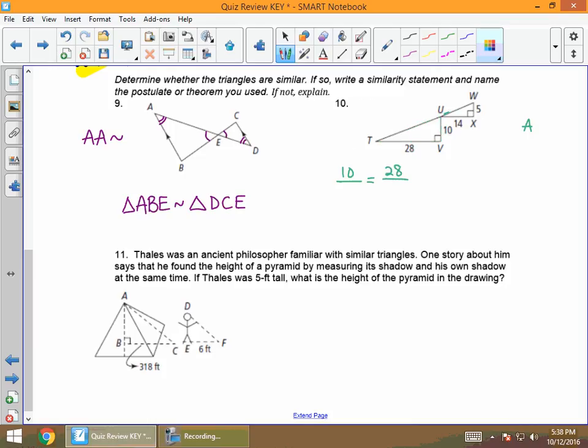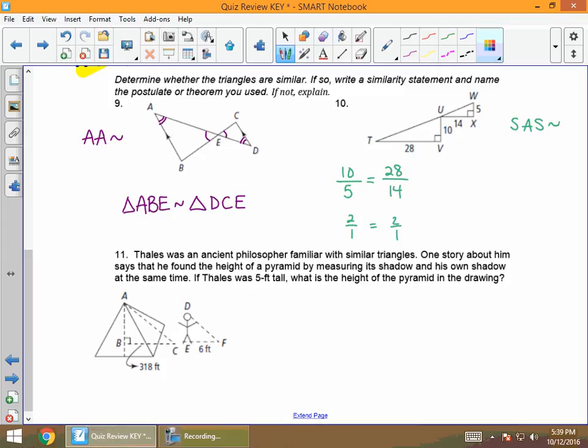Okay, now let's look at the little baby triangle up in the top. Small side is 5, big side is 14, and let's simplify. 10 over 5 simplifies to 2 to 1. 28 over 14 simplifies to 2 to 1. So yes, it does have a scale factor of 2 to 1. So the sides are proportional, and the angle is congruent. So side, angle, side, similarity is the one that we'll be using here.